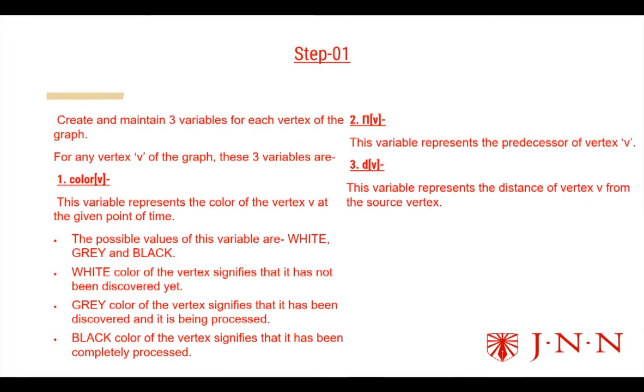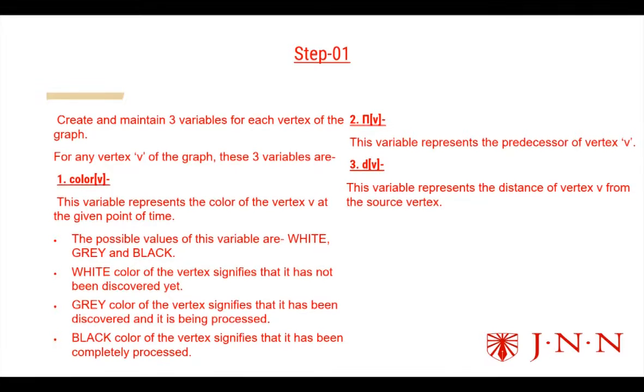So how is it implemented? This is step 1. First, create and maintain three variables for each vertex of the graph. So for any vertex of the graph, these three variables are: color of v, the variable that represents the color of the vertex v at any given point of time. The possible values of the variable are white, gray and black.